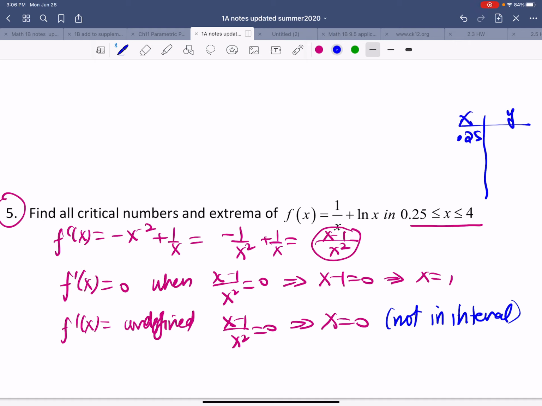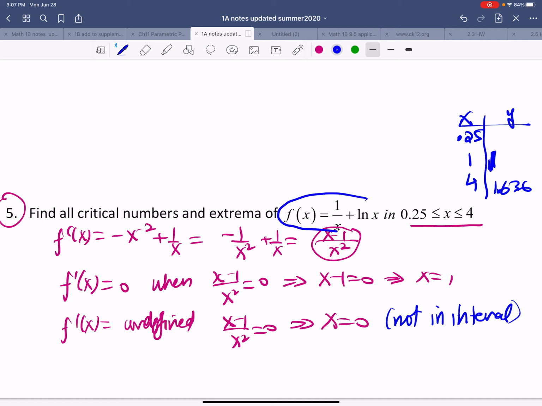Remember to include the endpoints, because you can have an absolute max or absolute min at the endpoints, at 0.25 and 1 and 4. When x is 1, y turns out to be 1 plus natural log of 1, which is 0. Y is 1 again. When x is 4, let's use a calculator. Y turns out to be 1.636.